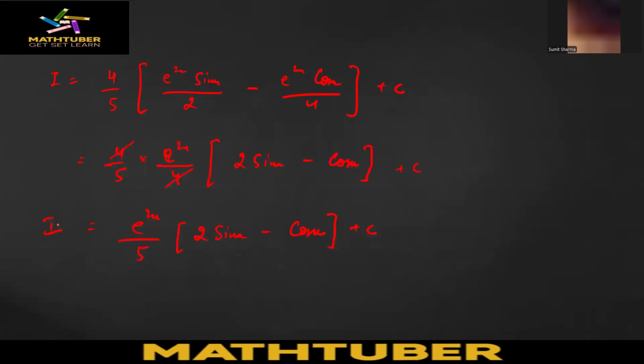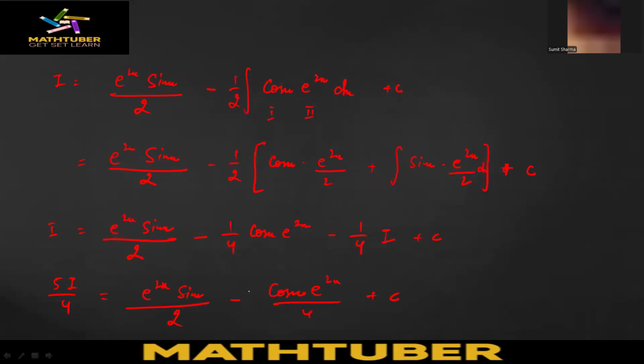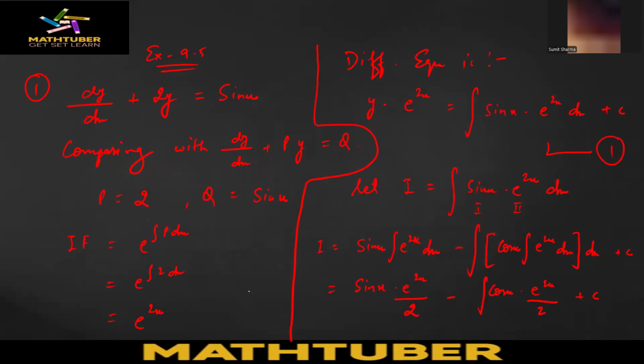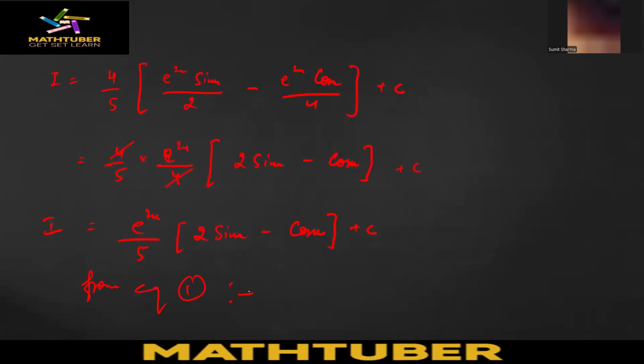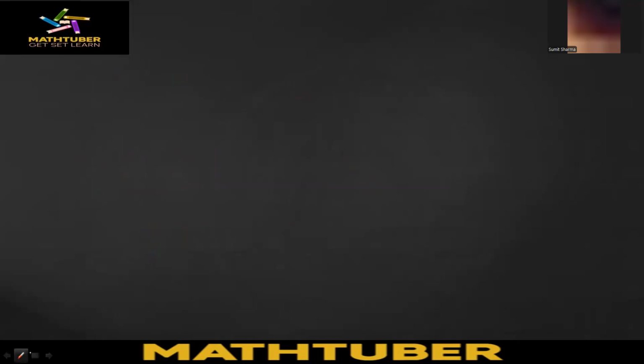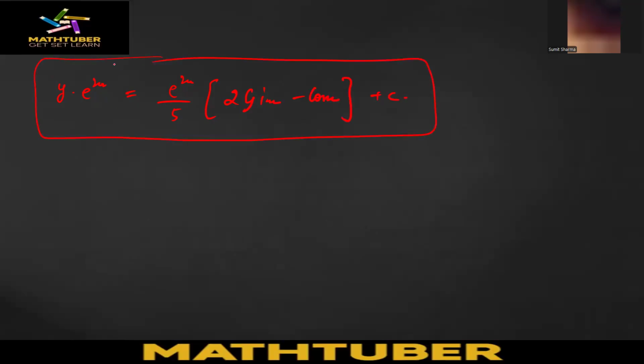Now substitute this value of I from equation number 1. So equation number 1 was y e raised to power 2x equal to I plus c. So we have to just substitute the value of I here. So it is y e raised to power 2x is equal to e raised to power 2x upon 5, 2 sin x minus cos x plus c. And this will be the answer, right? So this is how we have to do this question.